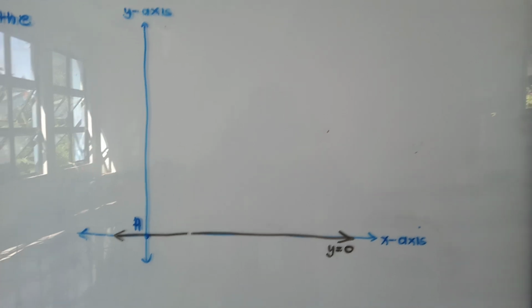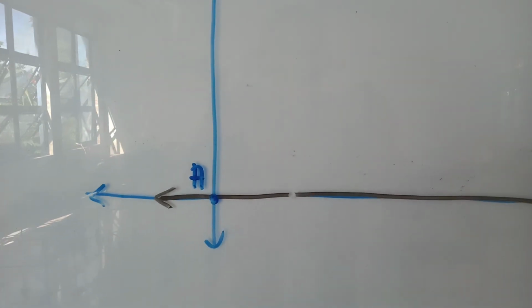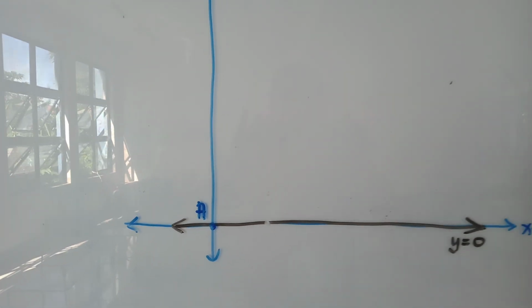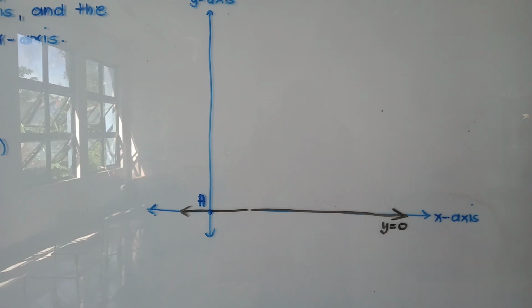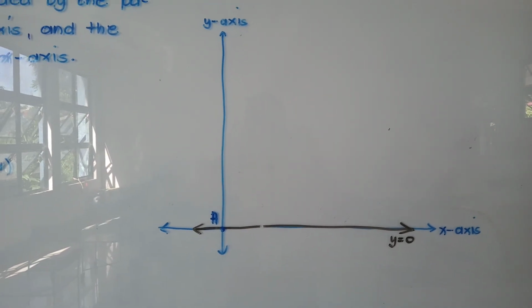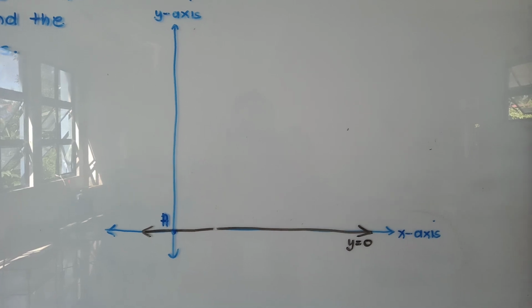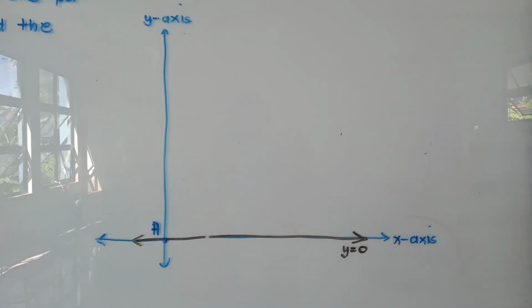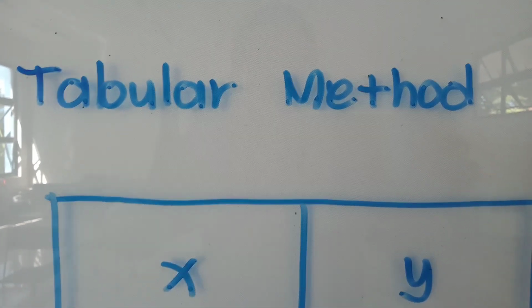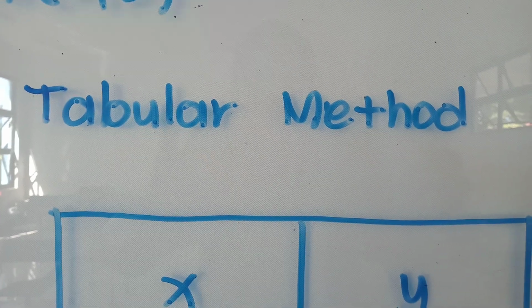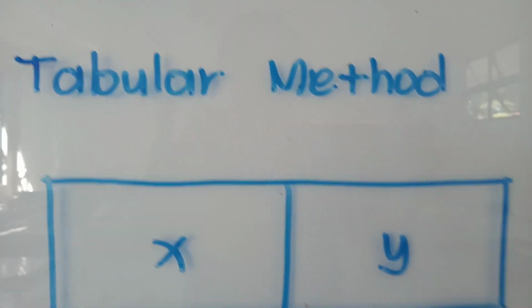Alright, our parabola will pass through the origin. Now, since there is only one point, we cannot draw the parabola yet. So we need to identify at least 2 more points. Alright, so the next method will be tabular because we cannot anymore make use of intersection.